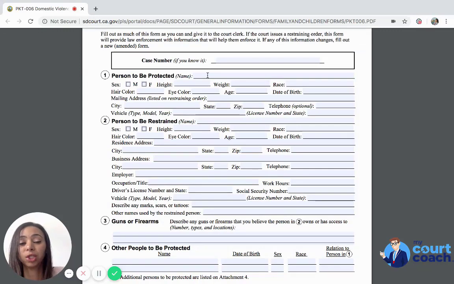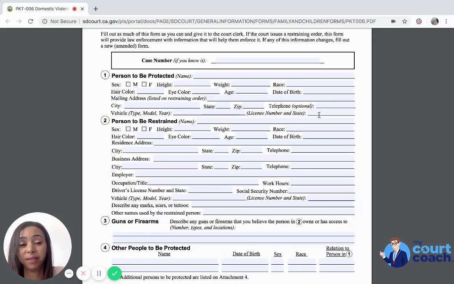Now, persons to be protected. So that would be you. And you would write in whether you're male or female, your height, your weight, your race, your hair color, your eye color, your age, date of birth, your mailing address that's listed on the restraining order. And again, this is your mailing address, which can be different from your residential address. City, state, zip code, telephone, your vehicle, and license, state, and number.